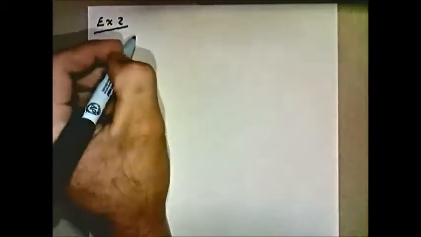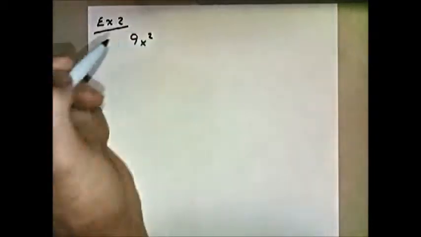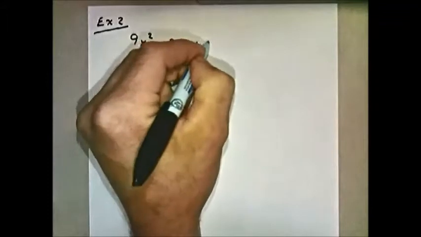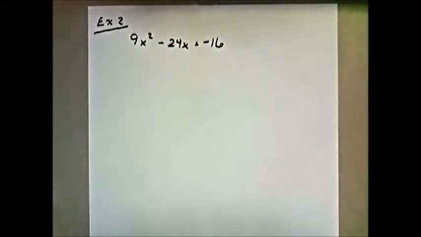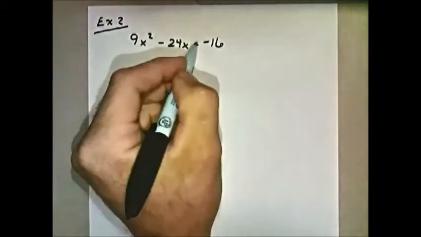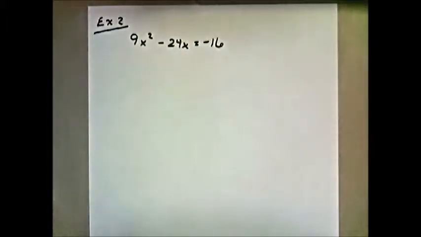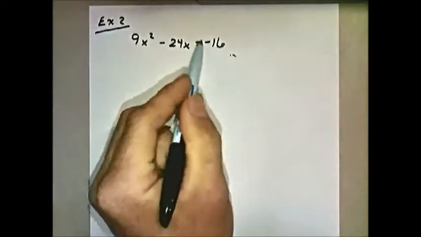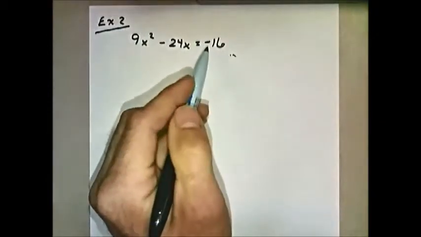As we get more complicated within our quadratic equations, let's look at example 2. Here, let's give you 9x squared minus 24x equal to negative 16. There's a couple of things you want to notice about this problem. One, we have a leading coefficient that's not 1, and also it's not equal to 0. It's equal to a negative 16.